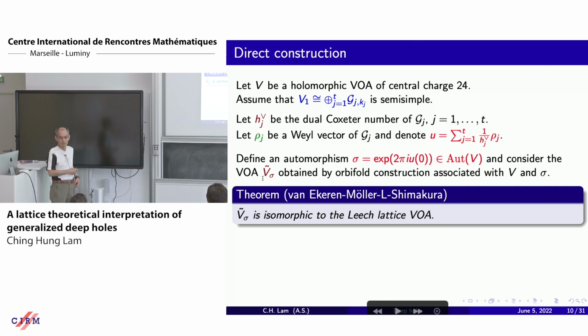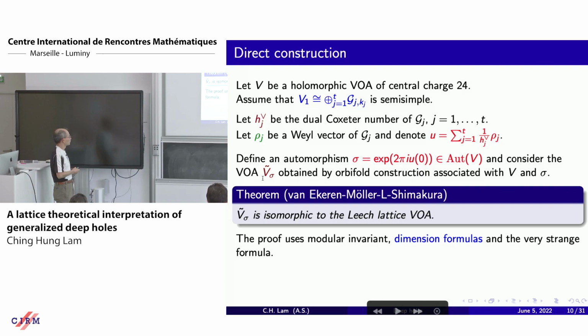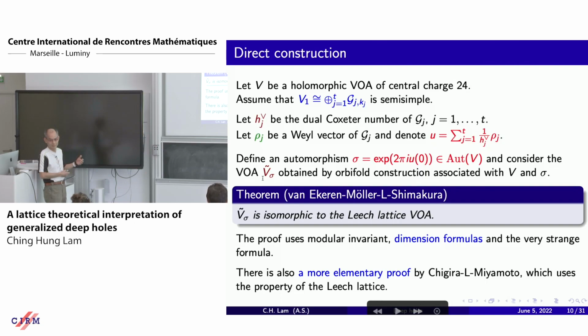So what's important about this is that this proof uses a modular invariant dimension formula and something related to the Lie algebra, which is called the very strange formula. So it's basically a modular invariant technique. But you can also do it by a completely elementary argument. Basically, working on the Leech lattice and the automorphism group, and then studying all the lattices around. So you can also prove the same formula without this dimension formula or the strange formula.